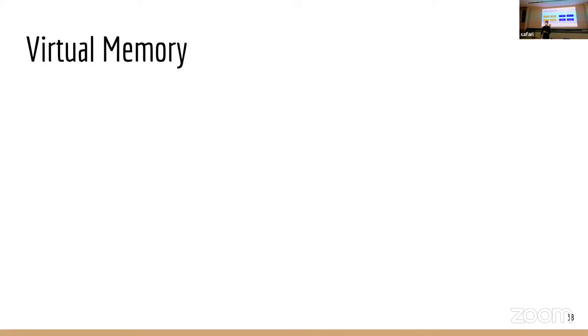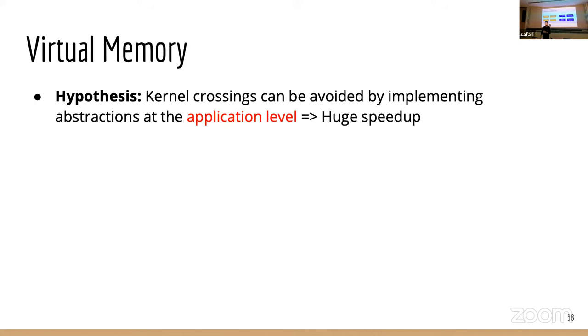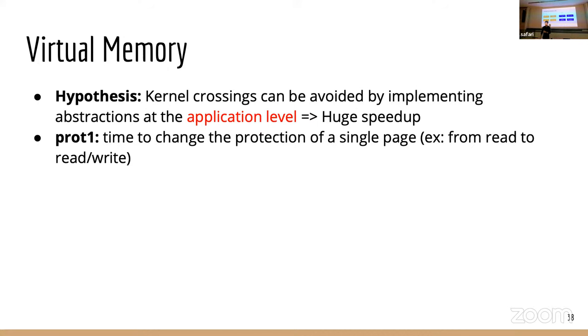So virtual memory now. The paper had a hypothesis, which was that the kernel crossings, the switches to kernel mode, could be avoided by implementing abstractions at the application level, which would lead to massive speedup. And this was tested with multiple memory operations. We'll mainly cover this prot 1, which is the time to change the protection of a single page from read to read-write or read to execute.